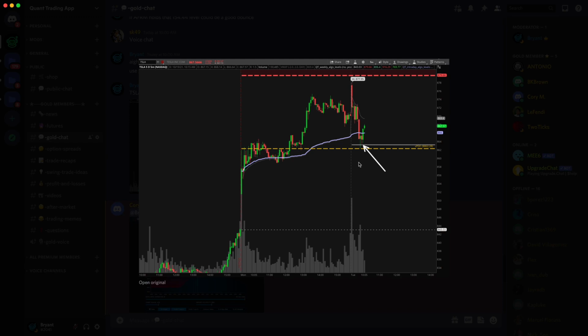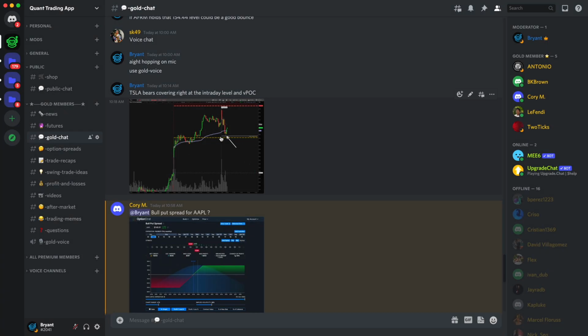We use the quant trading app algorithm, and this is exactly where the algorithm was saying Tesla was most likely to reverse for today. As you can see, I usually use whatever the algorithm says as confluence for what was the point of control at this point. So I was aware of the point of control. Here's what the algo was saying, and here was the 2-day anchored VWAP. So there was already a lot of confluence in this area, and that's why I made sure to point this out earlier in the chat.